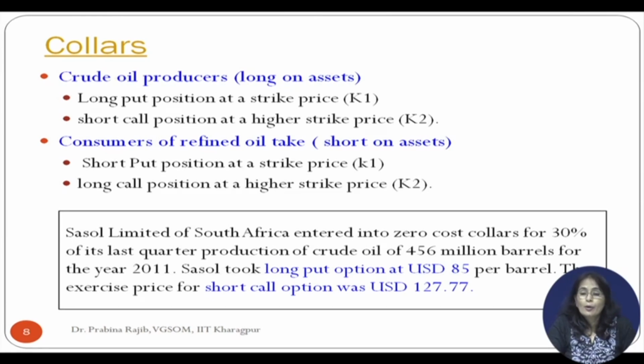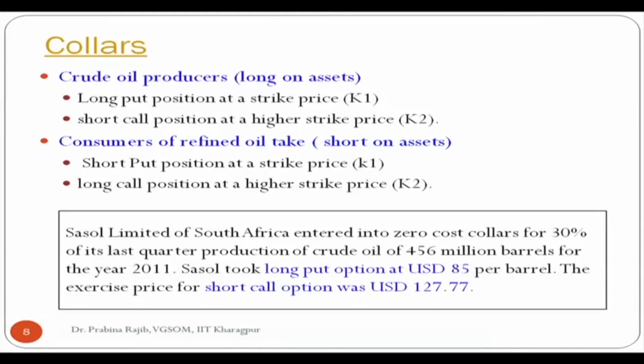A collar is nothing but a combination of 2 option positions. So if you recall, a crude oil producer who is fearing that crude oil price is going to go down will be mitigating that risk by entering into a long put position in an option market, or in an OTC market. It will identify a counterparty with which this crude oil producer will enter into a long put position, and the counterparty will take a short put position, and the crude oil producer will pay a premium for taking a long put position.